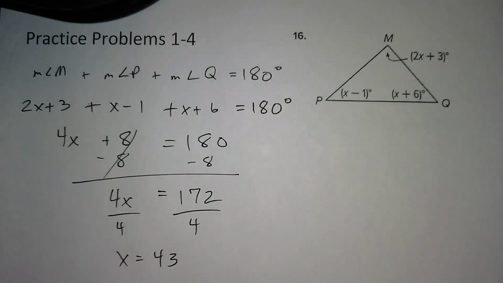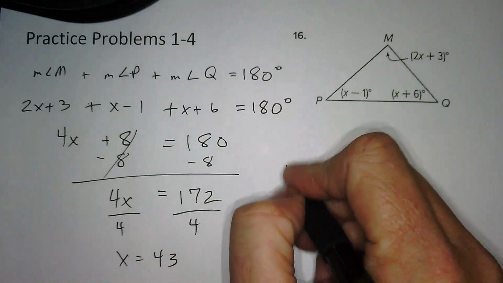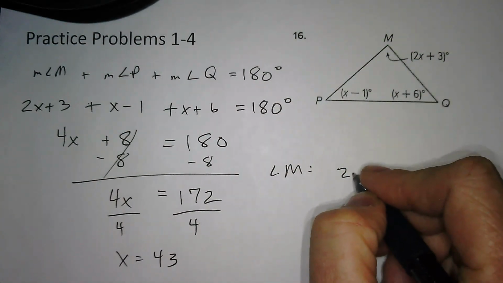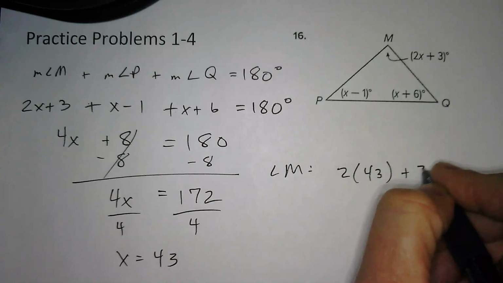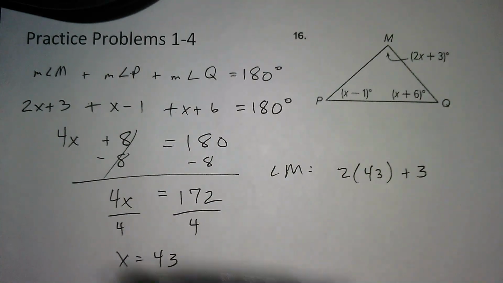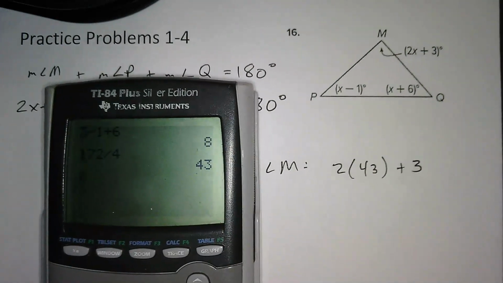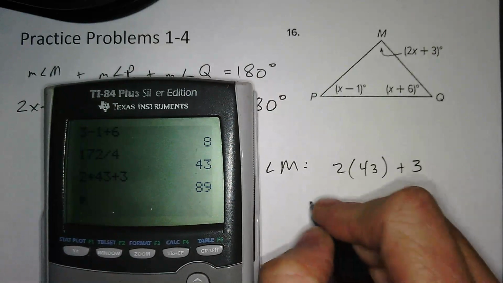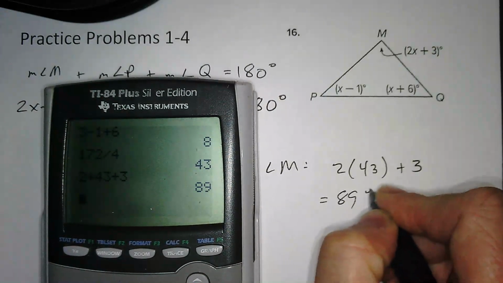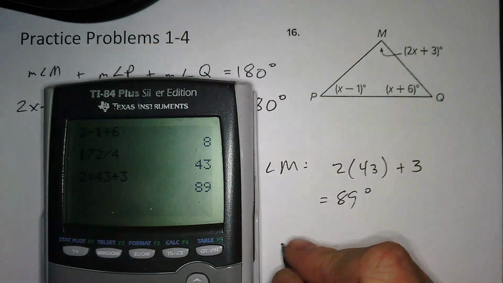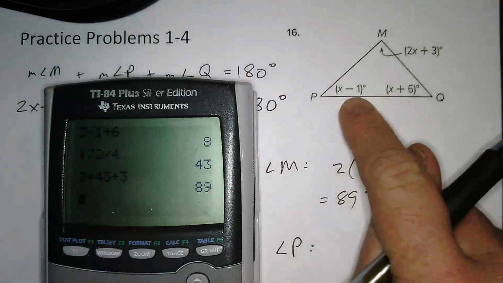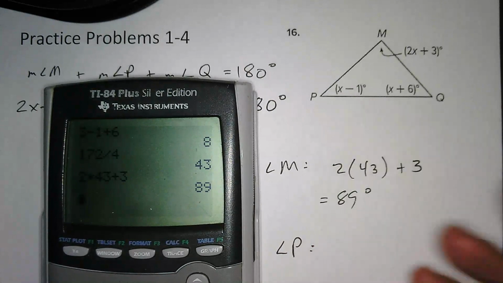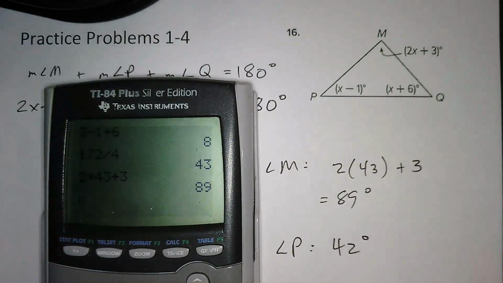Now that I have that, I can actually use that to figure out the angles for M, P, and Q. Well, let's see. Let's do angle M. That's going to be 2x plus 3. So 2 times 43 plus 3. If you want to do that in your head, go right ahead. If you want to use the calculator, we can do 2 times 43 plus 3. And so that's going to equal 89 degrees. And then for angle P, it's going to be x minus 1. This one I could probably do in my head because x is 43. 43 minus 1 is 42.